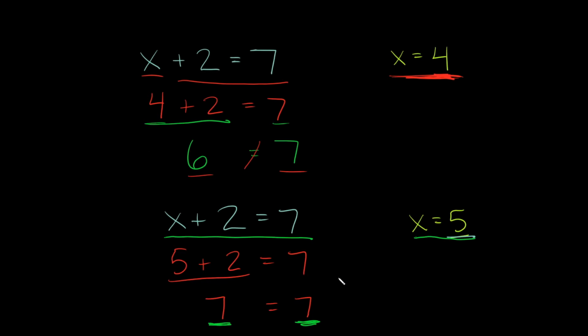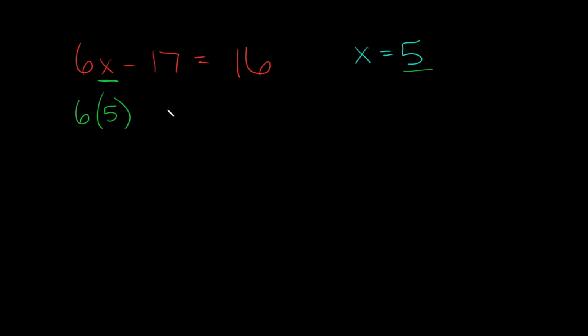Okay, so let me give you a few more examples. What if I wrote down 6x minus 17 is equal to 16? And I want to know if x is equal to 5 is a solution to this equation. So again, this is the puzzle piece that I want to plug into this equation, and I want to see if it fits perfectly. So I'm going to have 6 times 5, and then the rest of my equation I have minus 17 is equal to 16. Okay, so I plugged in the piece.